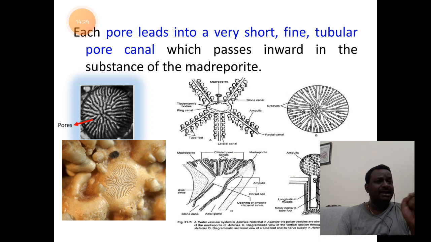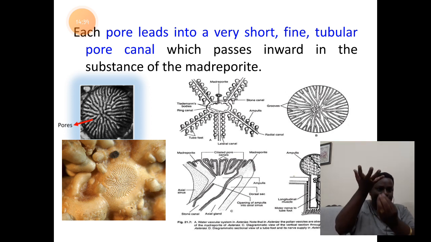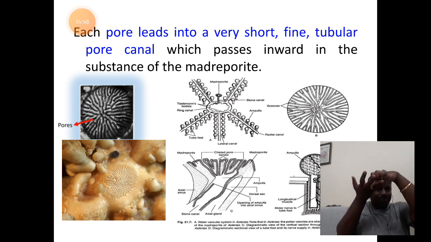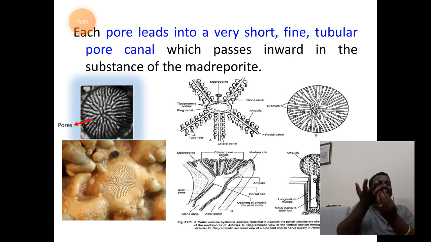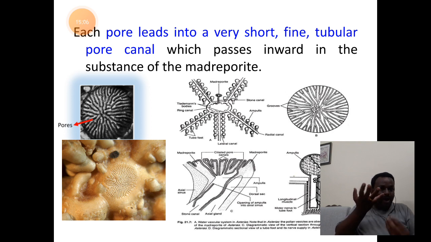The pore leads into a very short fine tubular pore canal. You have a pore and this pore will lead down to a thin tube. So that tube, a short tube which is very thin, outside has a pore of Madreporite and down below a small canal is called the pore canal. Remember students, Madreporite has a number of furrows and grooves. Each of these grooves will have many pores, 200 to 250. Each of these pores will lead down into a small tubular canal. This small tubular canal is called the pore canal.